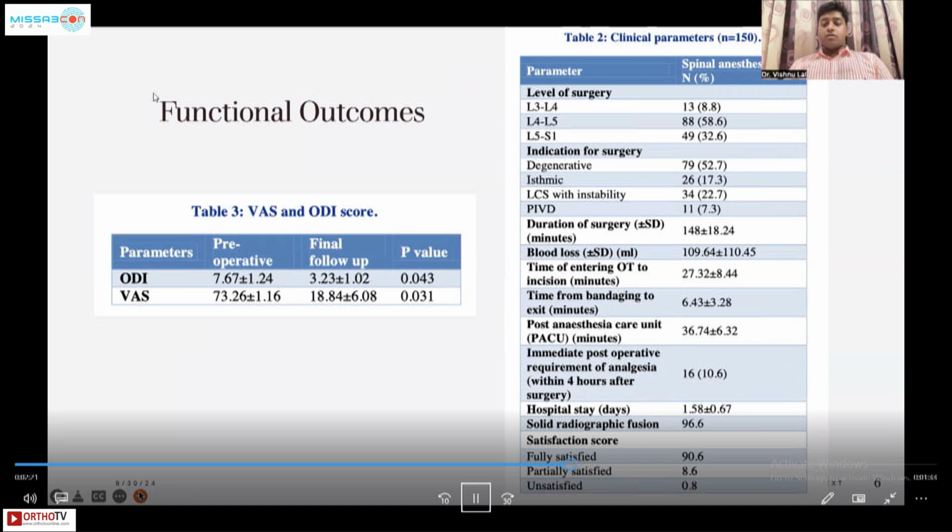The duration of surgery was around 2 to 2.5 hours with a blood loss of around 100 ml. Patients required a minimum amount of time in recovery or the post anesthesia care unit. Out of 150 cases, only 16 patients required analgesia within the 4-hour post-operative period. More than 90% of patients were completely satisfied with the results and outcome of surgery.